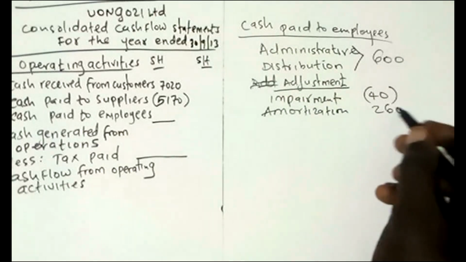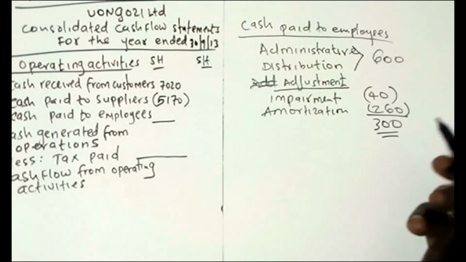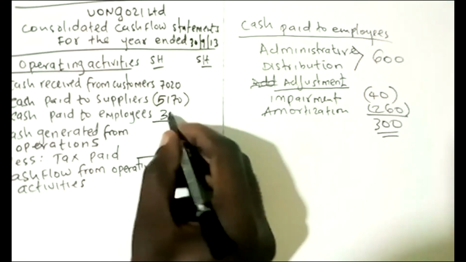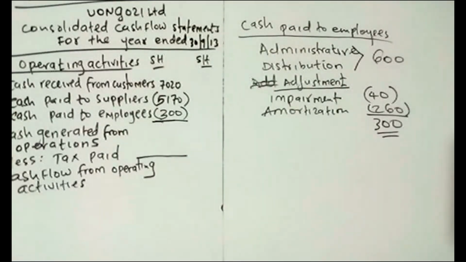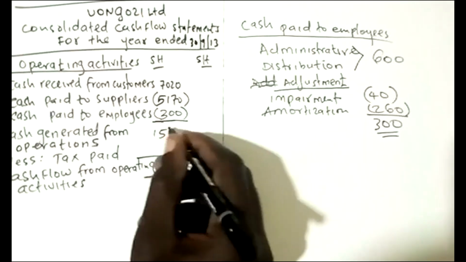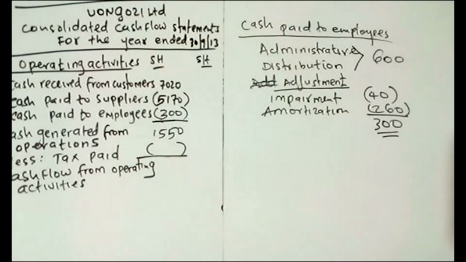And amortization of 60, which means that is 300. So 70, 20 minus 51, 70 minus 300. So this one was 1550. Our tax we did initially was from the previous method.